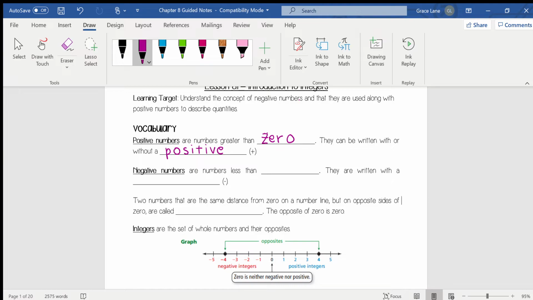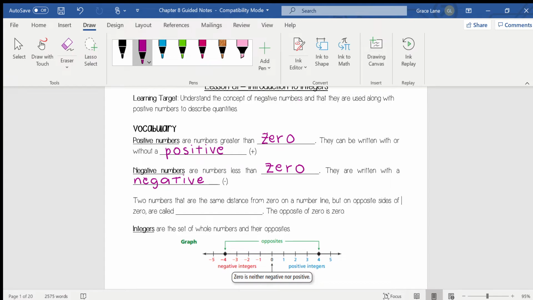Negative numbers are numbers that are less than 0, and they are always written with a negative sign so that you know we are talking about numbers less than 0. And so when we talk about positive and negative integers, we're also talking about opposites.